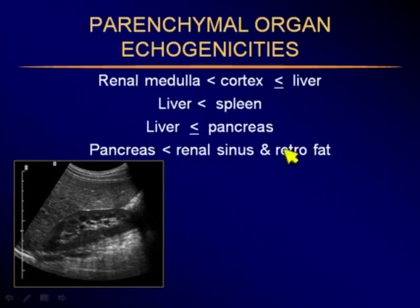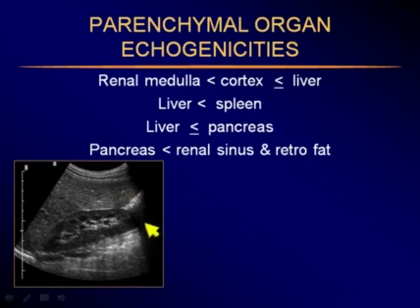Now, as you scan the abdomen, you should always have in mind the different parenchymal organ echogenicities and have a kind of a relative scale in your mind of the different echogenicities. The renal medulla is the least echogenic of all the parts of upper abdominal organs. It is much less echogenic than the cortex of the kidney, which in turn is less than or can be equal to echogenicity of the liver. We used to think that equal to the liver was abnormal, but now we know that especially in young people, cortical echogenicity could be equal to liver echogenicity.